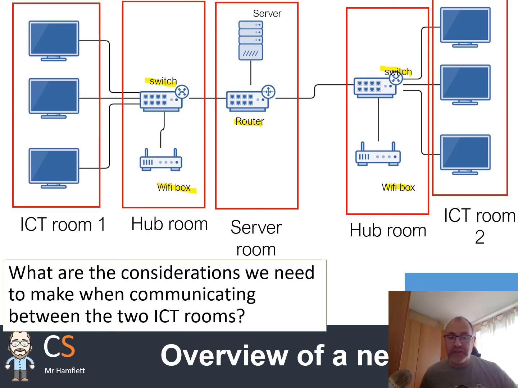So if I want to send a message from one computer to another, so let's say I'm going from this PC here over to this PC over here, well, it's going to travel down the cable to the switch. It's then going to go from the switch to the router to the other switch, and then finally the switch to the final PC. So it's a path, okay? We'll call it a route.